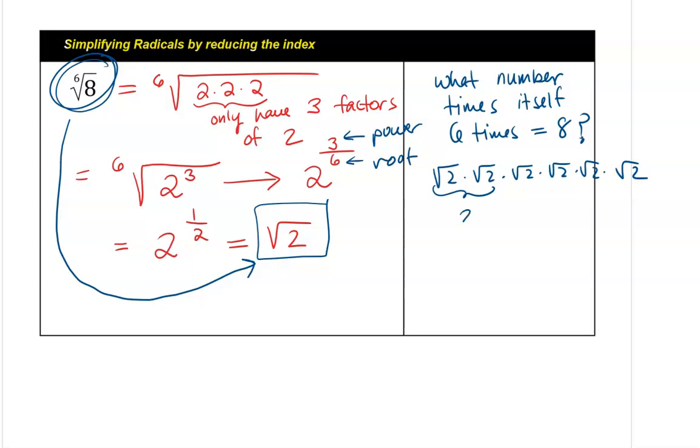Every time there's a pair, I get a 2. And so I end up essentially multiplying 2 to itself 3 times. So rad 2 is the simplest form of the number that multiplies to itself 6 times to equal 8. So it really is the 6th root of 8. But this is now something at our disposal, that we can utilize rational exponents. We can reduce powers with roots.